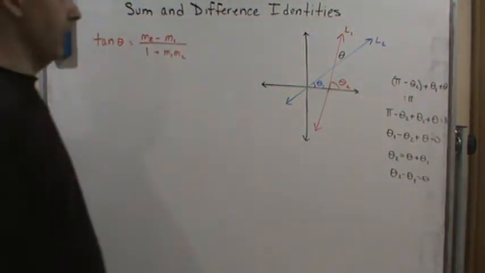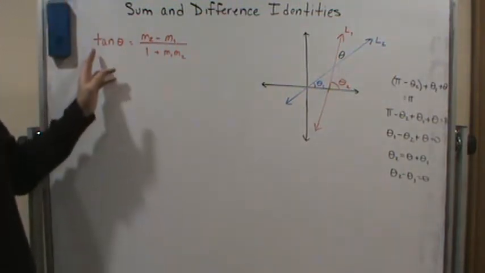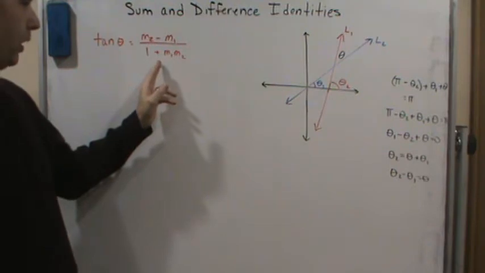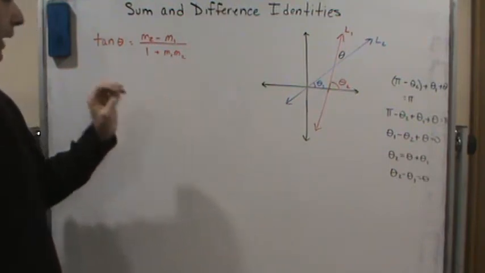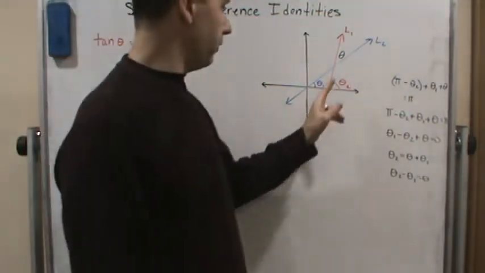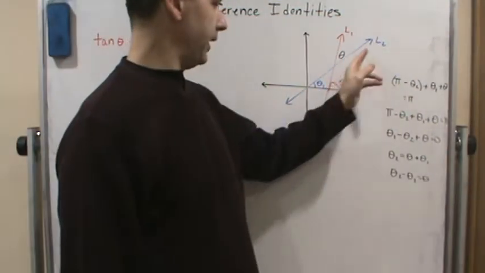Okay, so now, what we want to show is that tangent theta is equal to m2 minus m1 over 1 plus m1 m2, where m1 is the slope of line 1 and m2 is the slope of line 2.